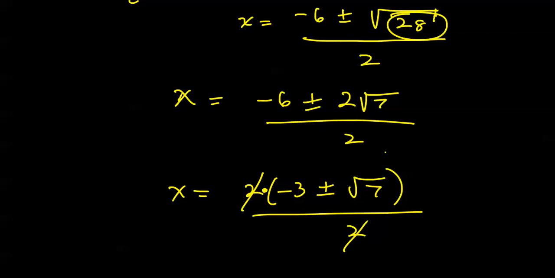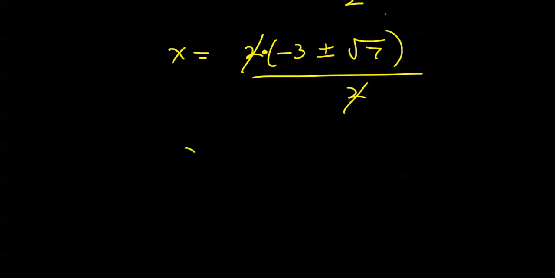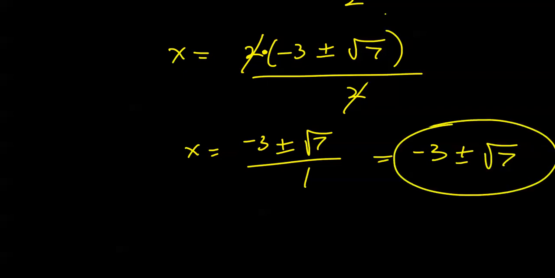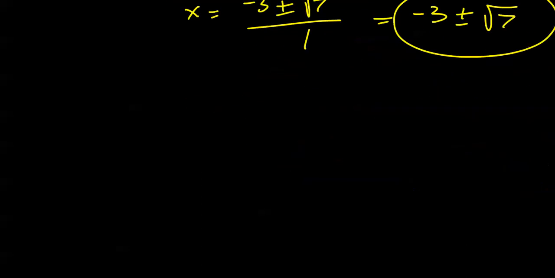Alright, so I've got x equals minus 3 plus or minus root 7 over 1. Of course, a divisor of 1 is redundant, so I would say my final answer, minus 3 plus or minus square root of 7. Two solutions, two real numbers, right, in simplified root form. Alright, one more.